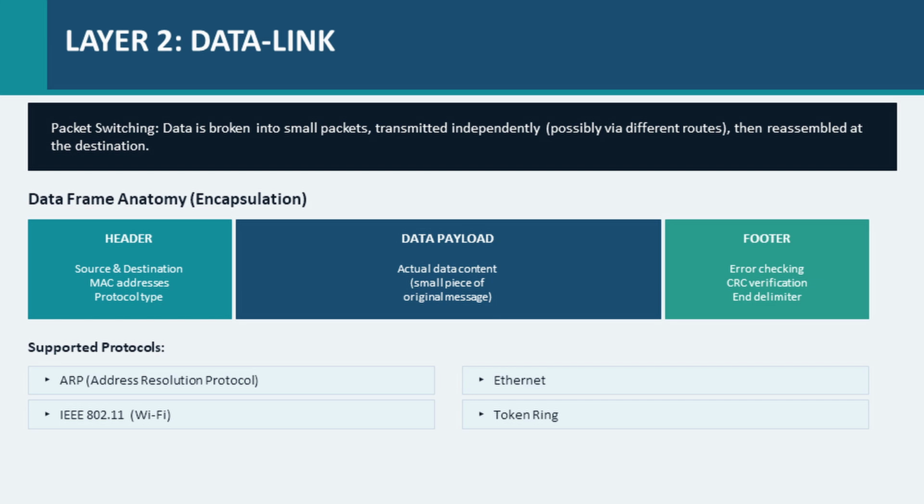It also handles the process of data encapsulation, where each packet is wrapped in a frame. That frame contains a header and a footer. The header includes the source and destination MAC addresses, the hardware-level identifiers unique to each network adapter, along with protocol information. The footer includes error-checking data to detect any corruption during transit. Several important protocols operate at this layer, including the Address Resolution Protocol, or ARP, Ethernet, the most common wired LAN protocol, IEEE 802.11, which is the standard behind Wi-Fi, and Token Ring.